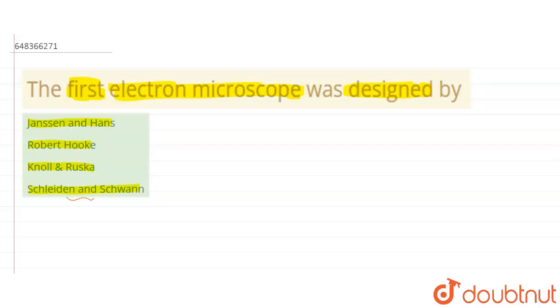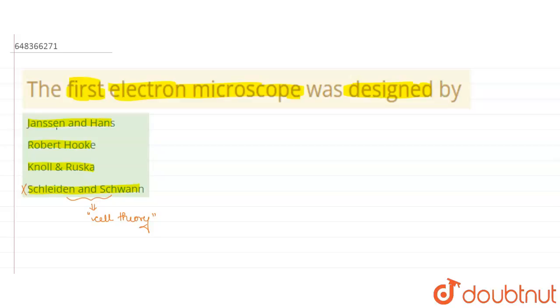So we know that Selden and Swan are the scientists who gave the cell theory, and that too after the discovery or the invention of the microscope. So this is not the correct answer.